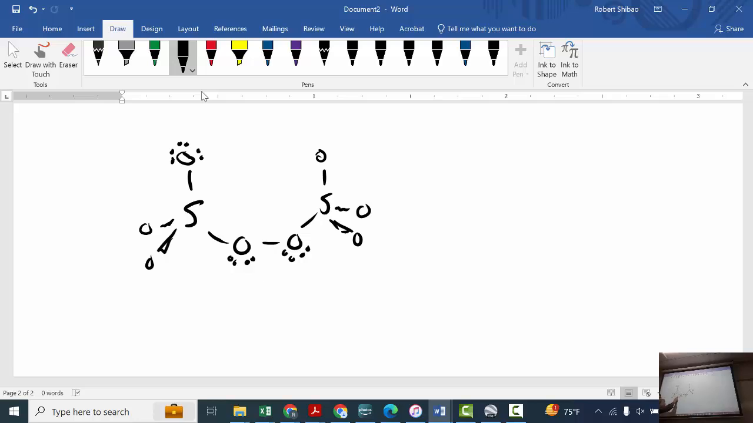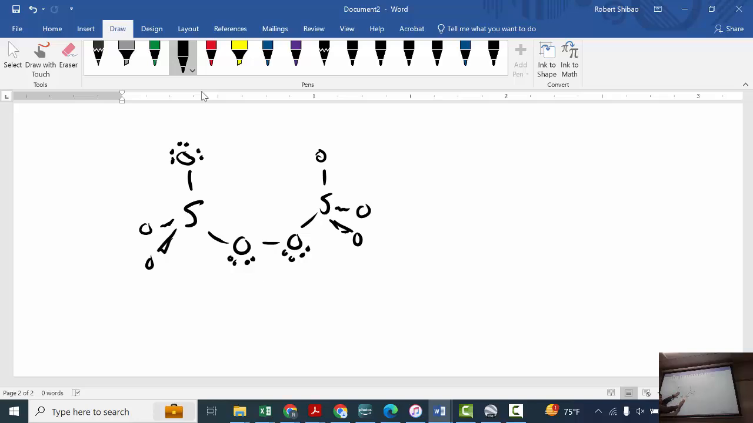The formal charges are 0 here because it's 1, 2, 3, 4, and then half of this is 5, half of this is 6. So 6 electrons, and it's supposed to have 6 electrons. So the formal charge is 0, but what is the oxidation state on this oxygen here? Sulfur versus oxygen, who's the winner? Oxygen. So that's 2. 1, 2, 3, 4, 5, 6.